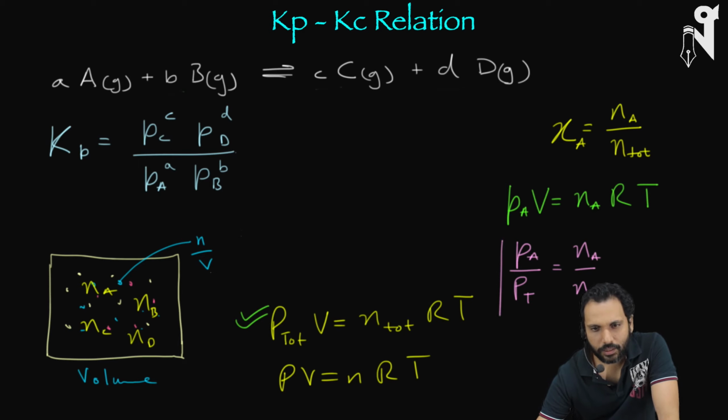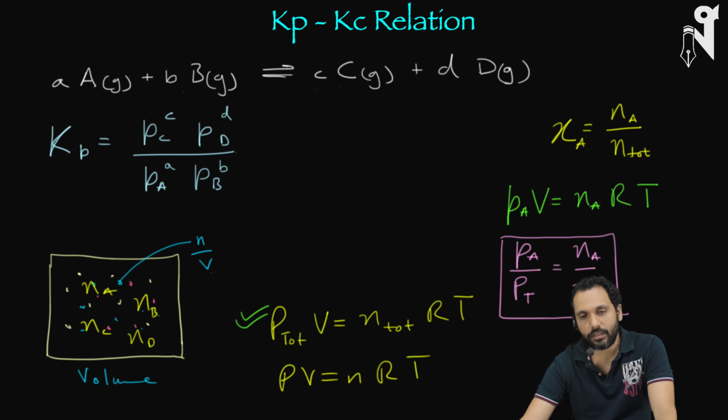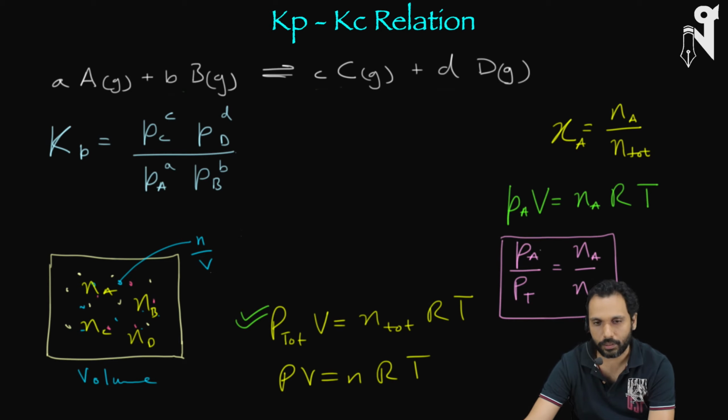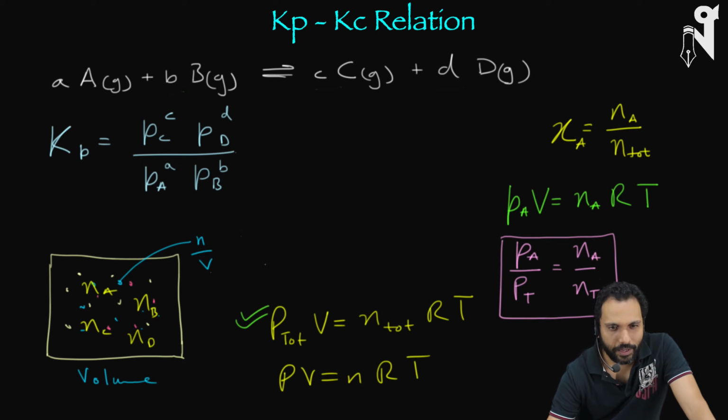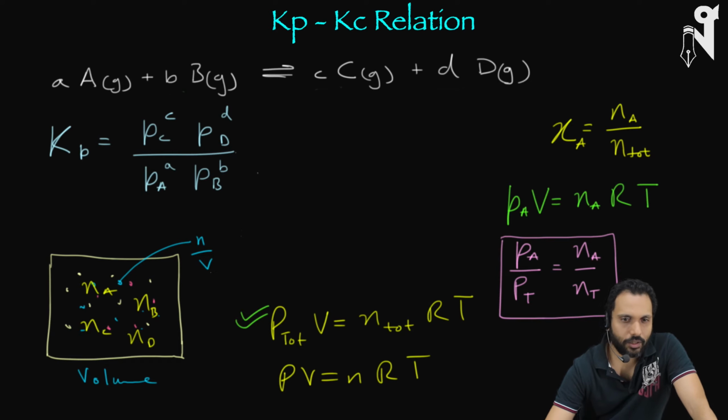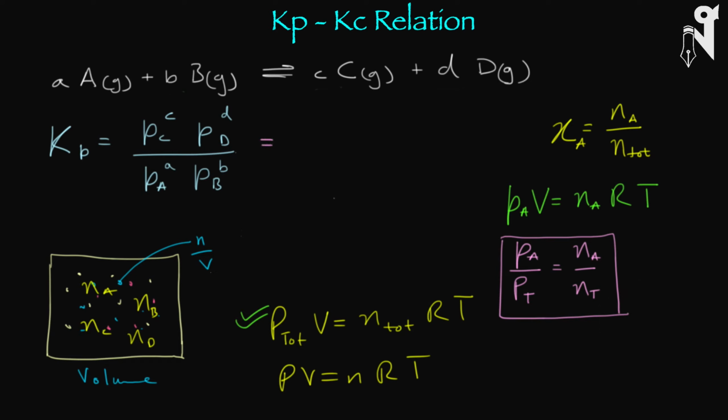So we all know that your mole fraction is the same as your pressure fraction, your partial pressure divided by the total pressure, because they are directly proportional in a confined volume. So if I go on to replace your partial pressures with mole fraction, this is chi of A, mole fraction of A. So I have to replace the partial pressure of A with chi of A times total pressure. What do we get on top over here?